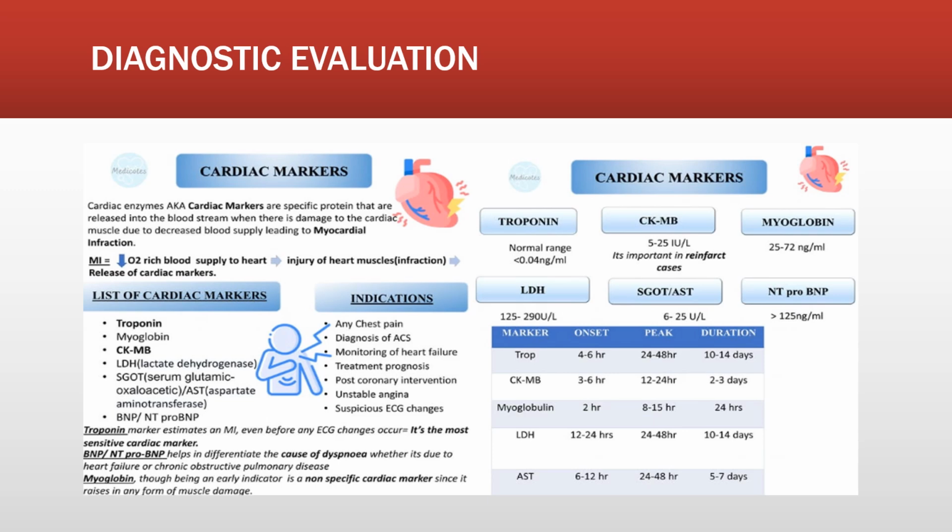Generally, when it is just a new MI, at 4 to 6 hours you will see there will be an increase. It will reach the peak at 24 to 48 hours, and it will stay in your blood for 10 to 14 days. Similarly, your CKMB, myoglobin, LDH, and proBNP. Nowadays, we do pro-BNP even for non-cardiac cases to see the extent of damage.